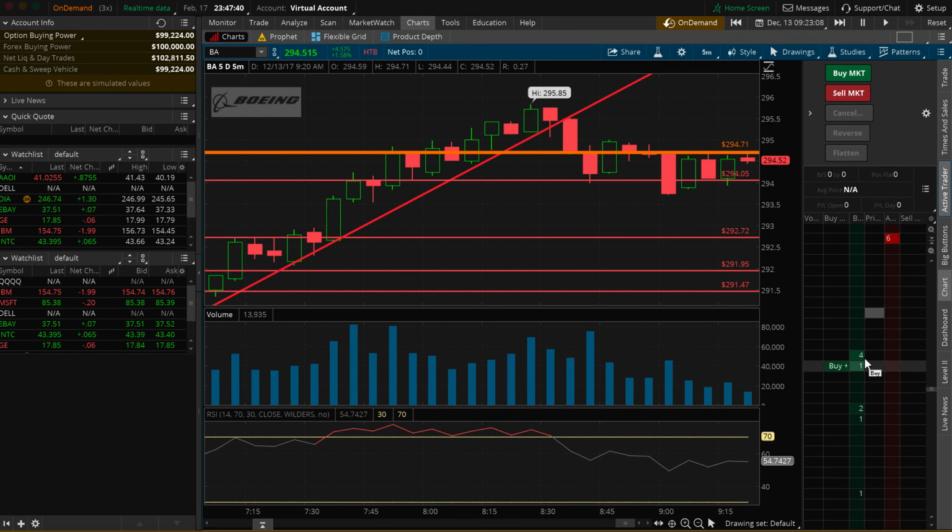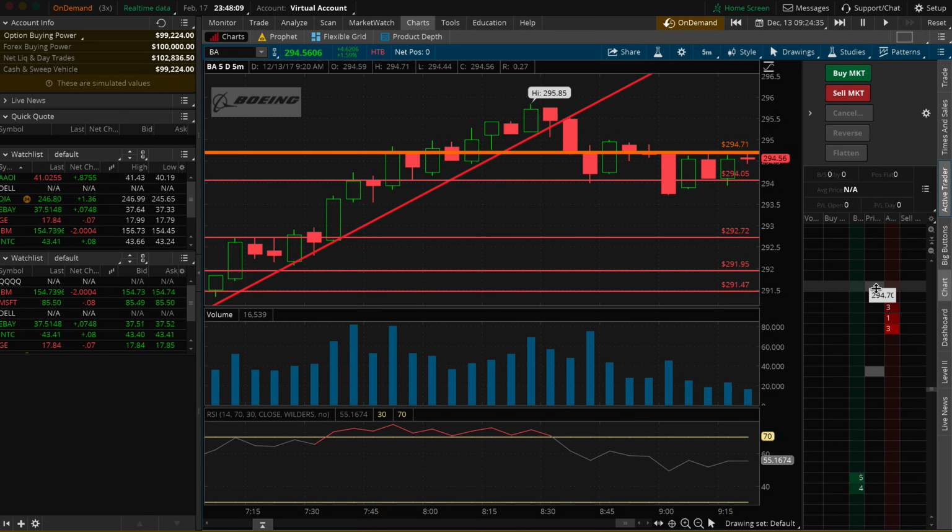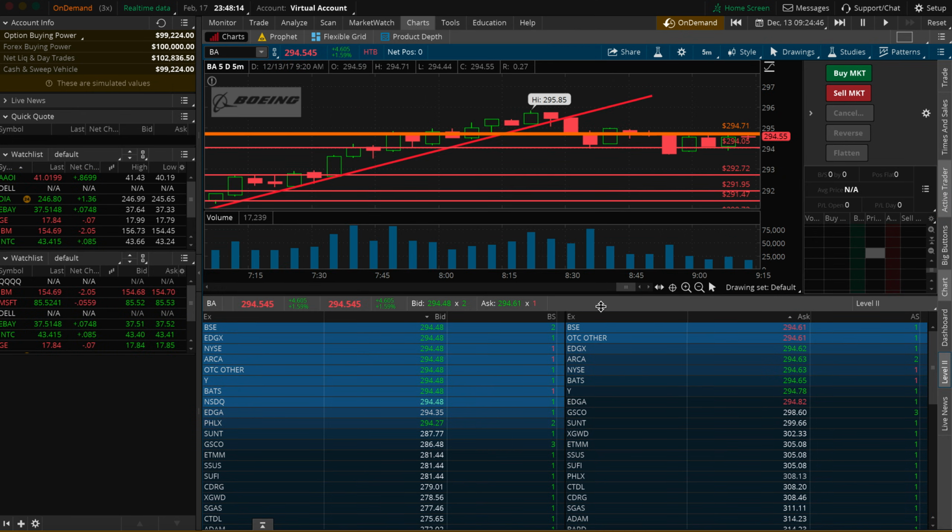So we got buyers coming in at 294.48. We have a bunch of sellers at 294.58. Let's look at that 71 level. This is that 294.71 level. It's not showing us anything right now. See if we got level 2. Here we go, level 2.